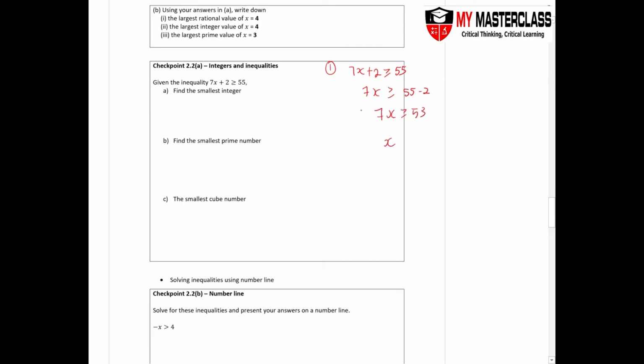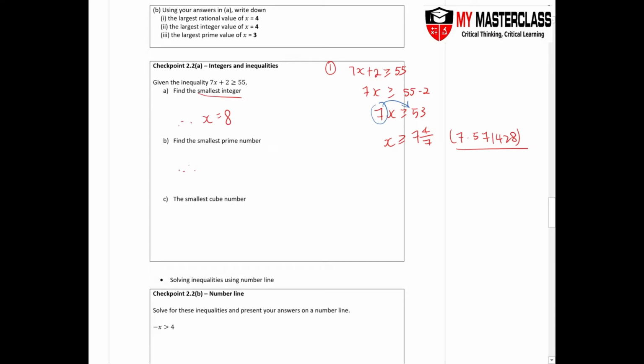Divide them, so you bring over this 7. So what you have here is x bigger than 7 4 over 7. This is actually a decimal of 7.571428. So what's the smallest integer here? The smallest integer here would be 8. Why? Because you want them in integer, it's not possible to be in decimals, so the closest number would be 8.